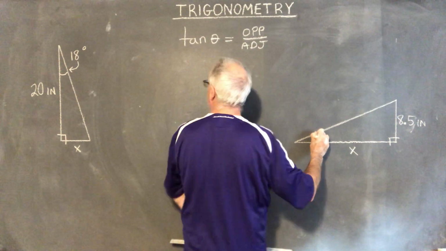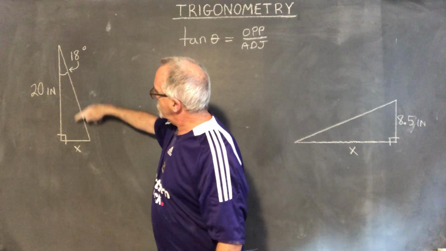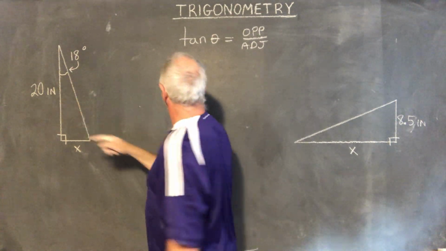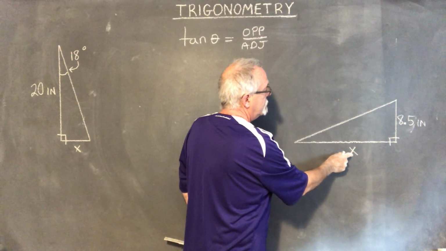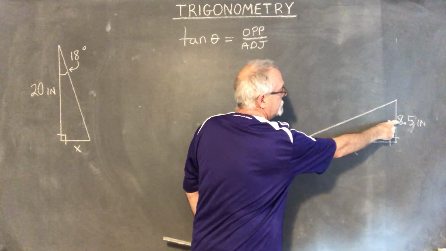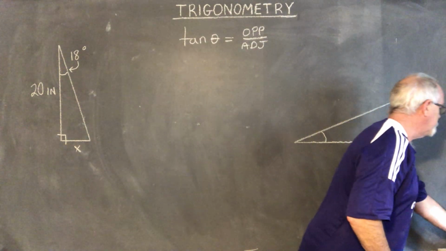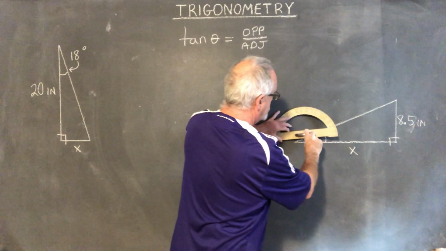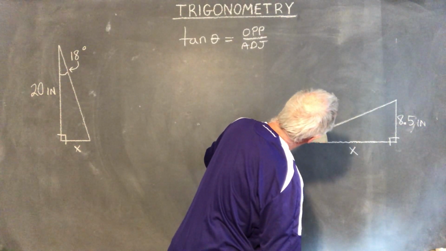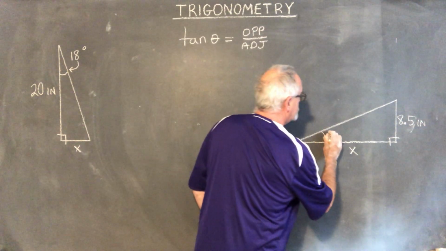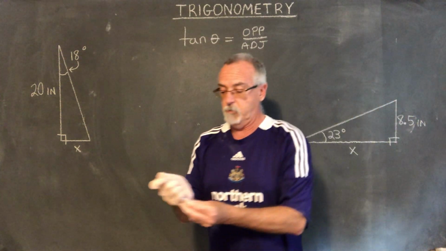So this angle, wait, here, I'm looking for the opposite. I know the adjacent. Here, I'm looking for the adjacent. I know the opposite, yes. So this is the angle that I want to measure, and again, I'm measuring the skinny angle that just sort of happened by itself. 23 degrees. Okay, so let's use the formula 2 more times.